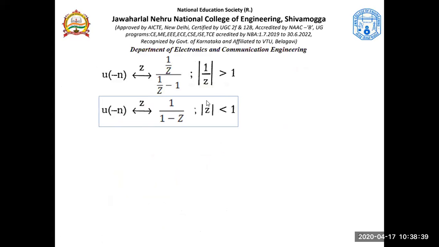How did it become z less than 1? Because this is a negative time sequence. So the region of convergence should be inside the circle with radius 1. Everybody is okay with that? It's inside the circle with radius 1. Fine. So this is how the z transform of u of minus n is found.